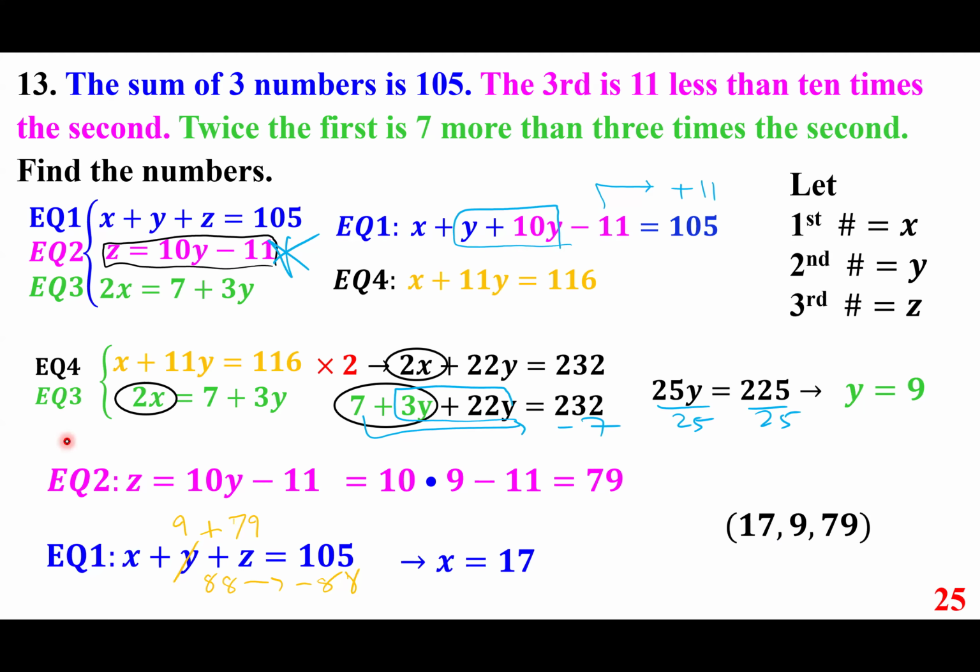Now bear in mind, we used equation 2. We used equation 1. All you have to do, check with equation 3. 2 times x is 7 plus 3y. 2 times x is that 2 times 17, 34. 7 plus 3 times 9, 27. And that's right. So it just takes a second to check, and it's really not a big deal.